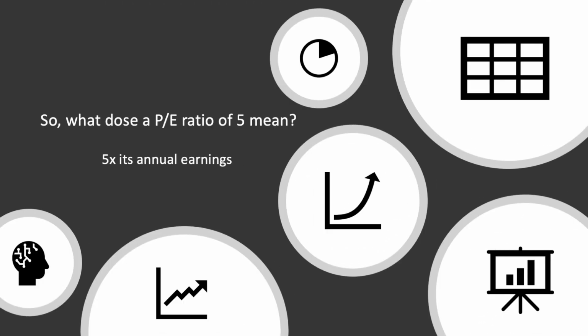So, what does a PE ratio of 5 mean? Simply put, a PE ratio of 5 would mean that the current market value of the company is equal to 5 times its annual earnings. In other words, if you were to hypothetically buy 100% of the company's shares, it would take 5 years for you to earn back your initial investment through the company's ongoing profits.